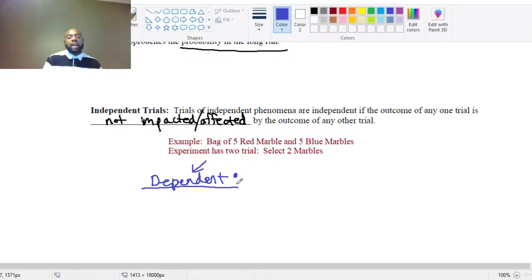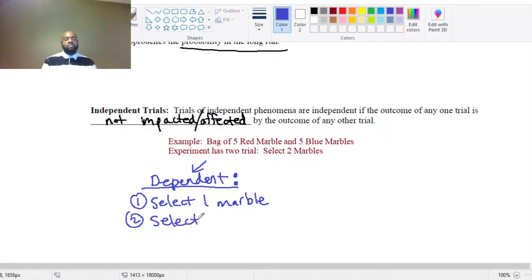Dependent means, okay, when I select my first, I'm going to do this in order, right? Dependent means the trials impact each other. The probability of one outcome is affected by another outcome, right? And so what I'll do first is I'll select one marble, okay? I'll select another marble without replacing the first marble back.